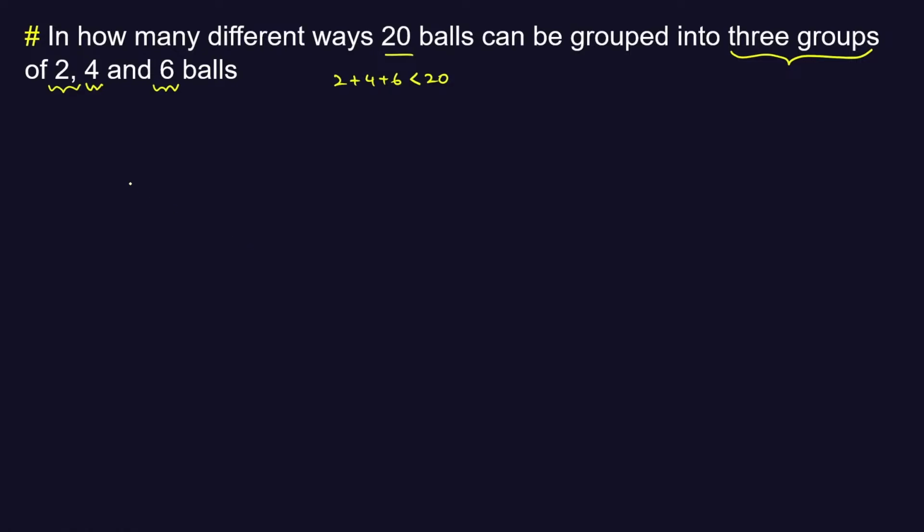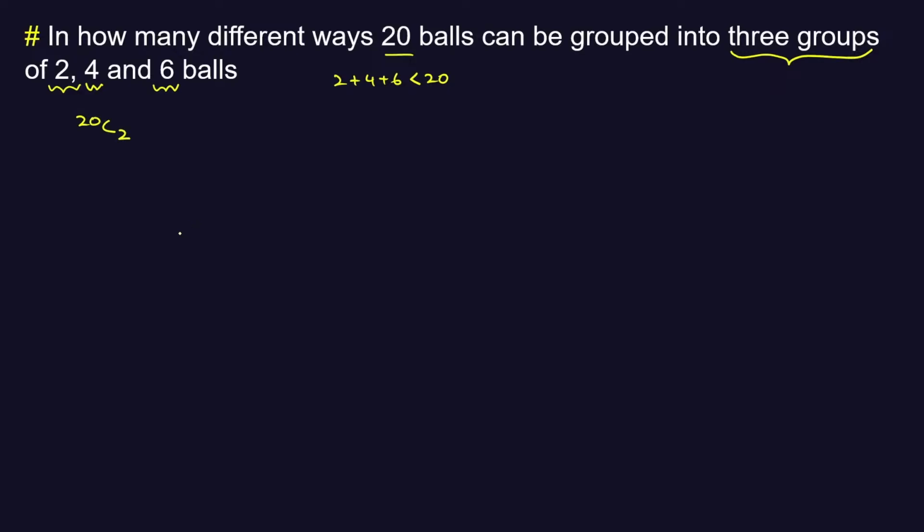Now, if I use directly the combination formula C, how will we do that? The first group can be formed in 20C2 different ways.